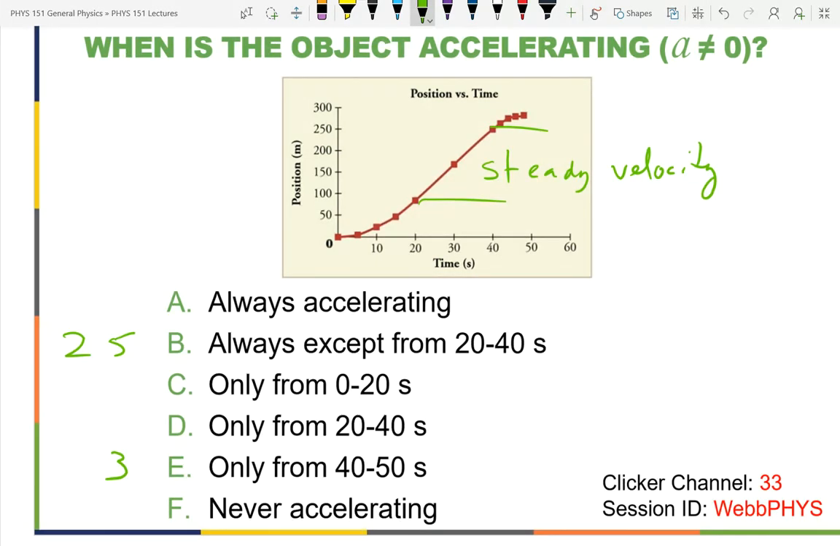James, what's the key to tell you the velocity is changing? It's when there's not a straight line. Yeah, when the slope is changing, then it's accelerating. So it was accelerating here and here. Okay, great.